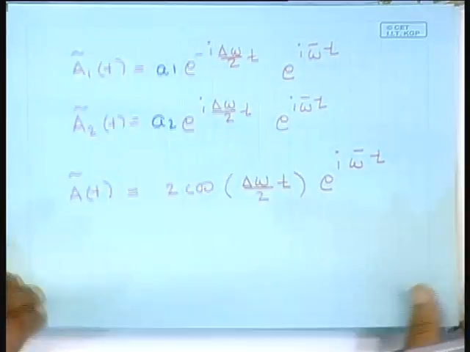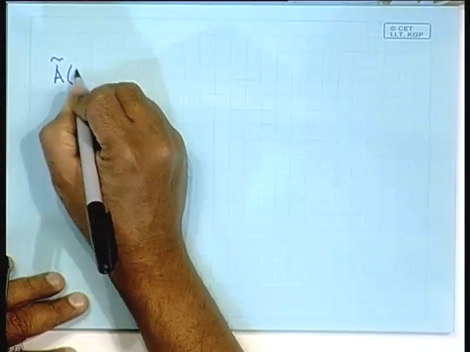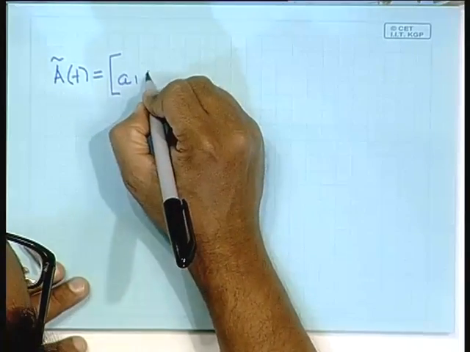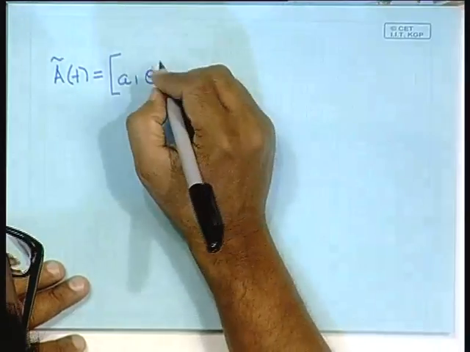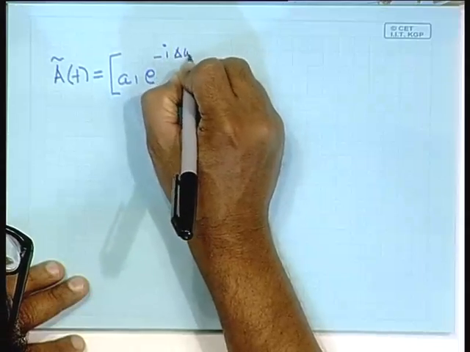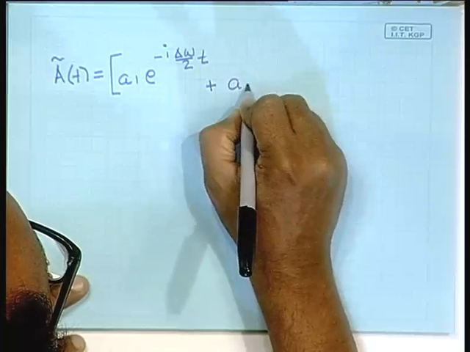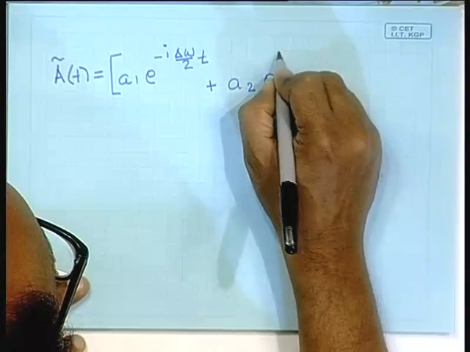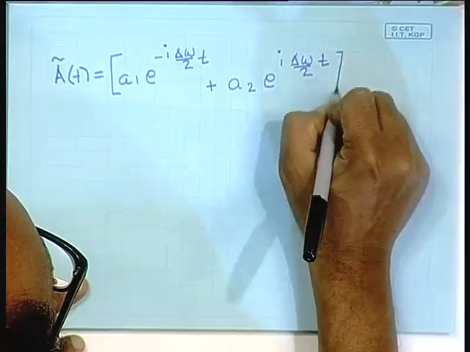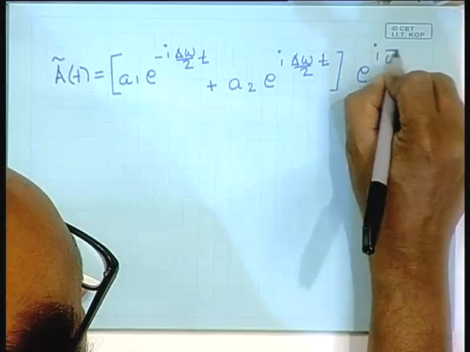The superposition of these two is going to give us A(t) is equal to (A1 e to the power minus i delta omega by 2 t plus A2 e to the power i delta omega by 2 t) into e to the power i omega bar t.